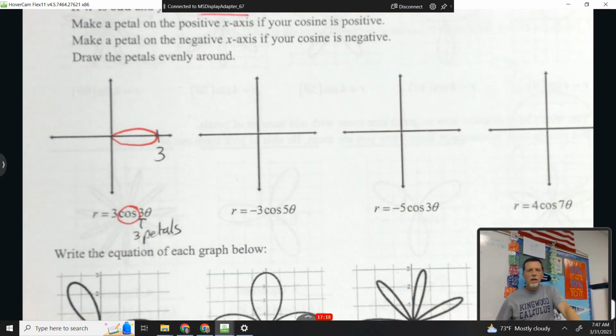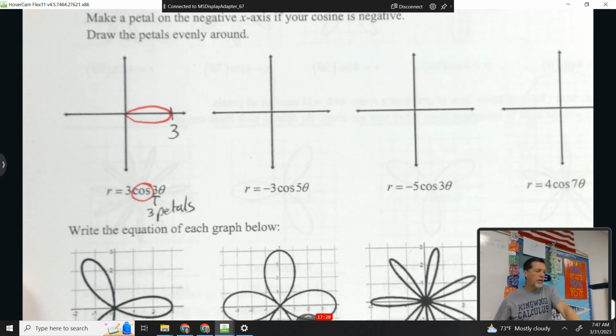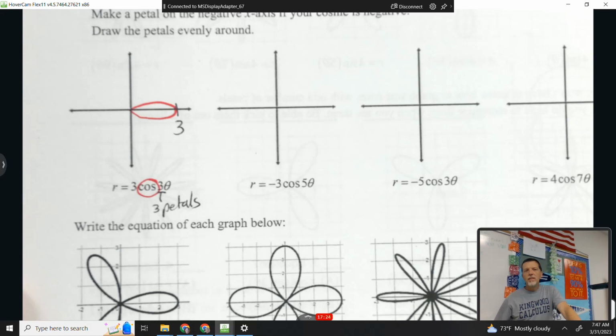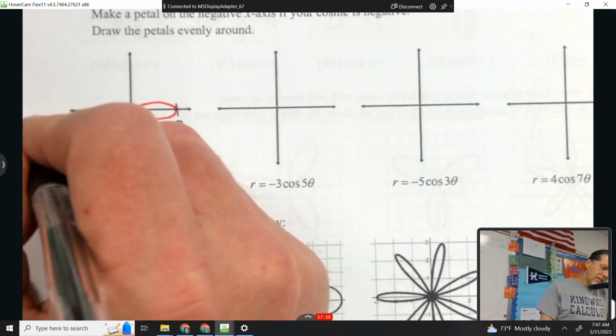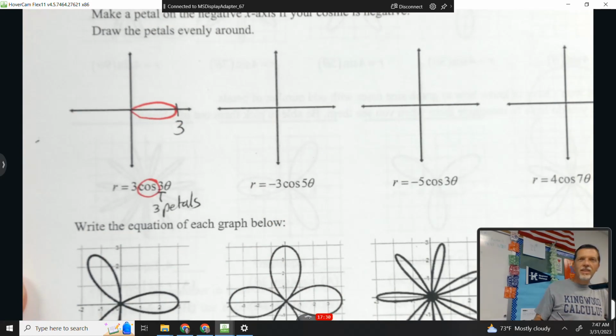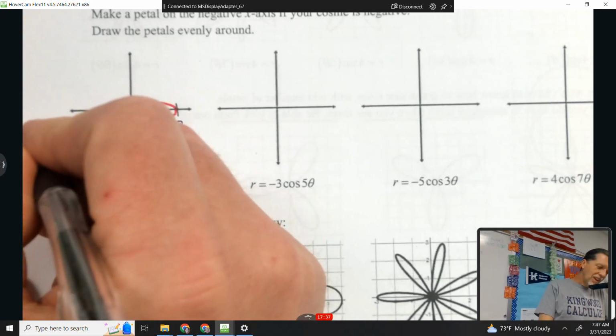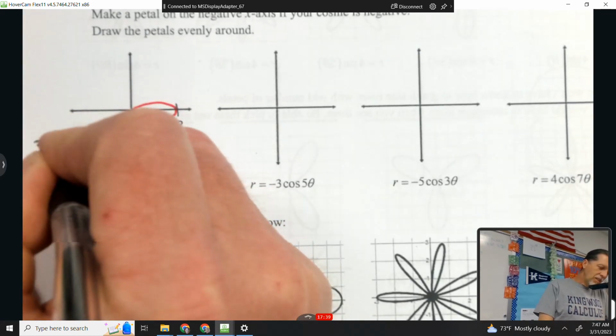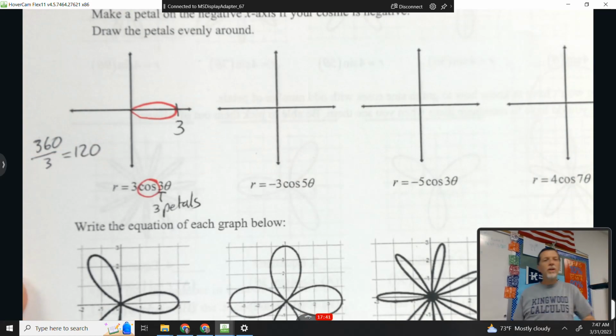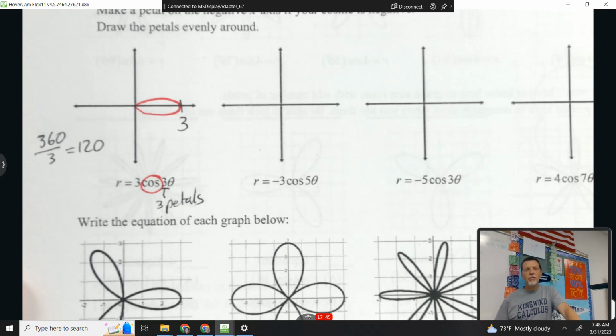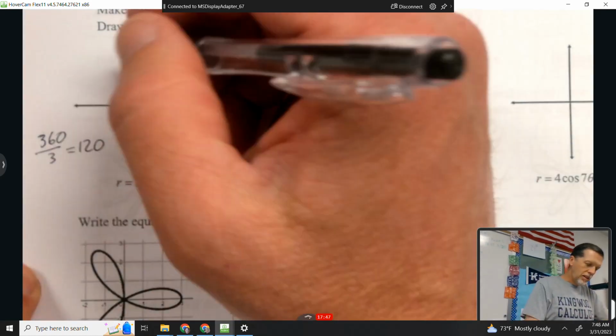The trick is, now I have to equally space 3 of them. How many degrees is it all the way around? The full spin? Nobody wants to talk this morning? 360. So they should be 120 apart. Again, I don't expect you to get a protractor out and start measuring stuff, but that just gives you a little bit of a hint.